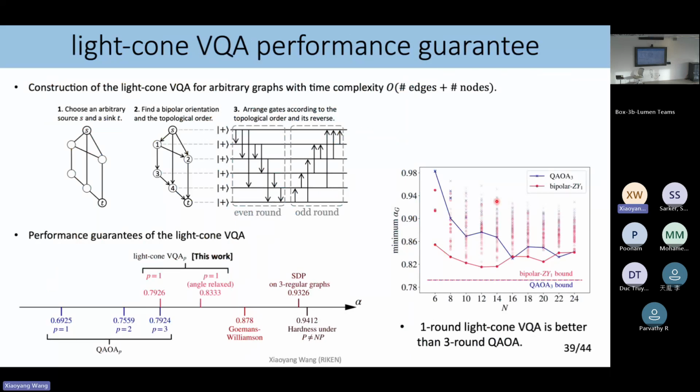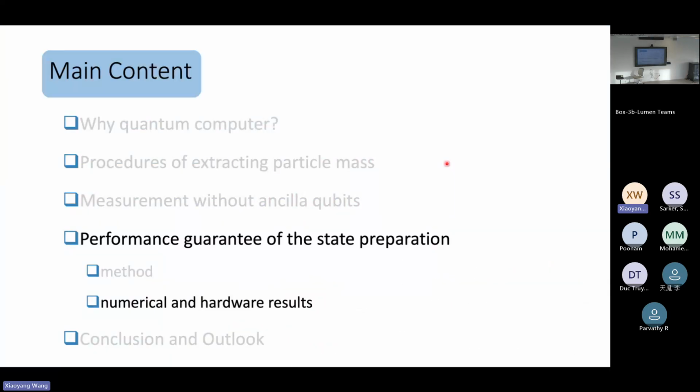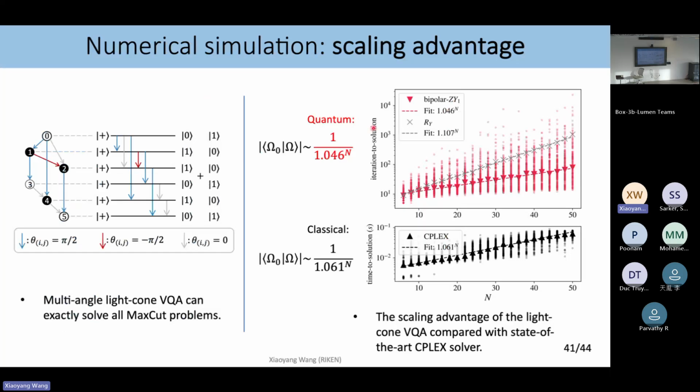We will numerically study the performance of this light cone VQA in the later content. First, we notice that the multi-angle version of the light cone VQA can exactly solve all max cut problems. For example, with this kind of graph, if we know the solution, we can carefully choose the rotation angles with this pattern, such that the ground state of the Hamiltonian can be exactly found.